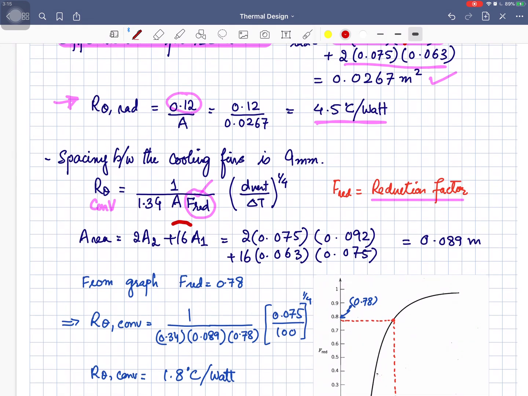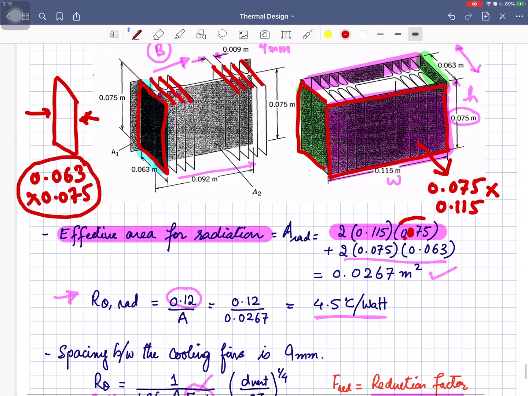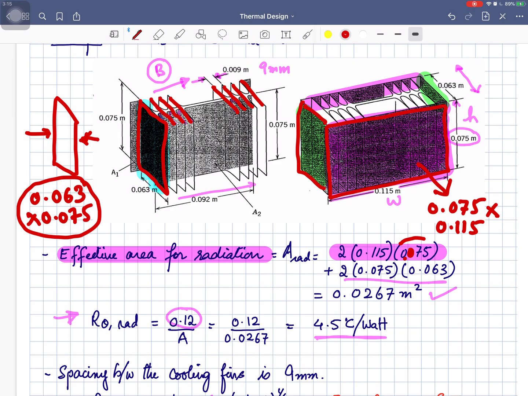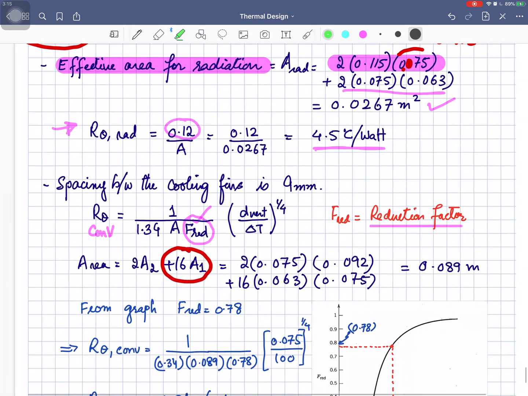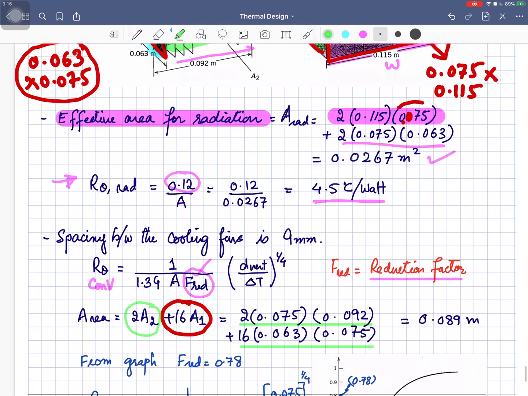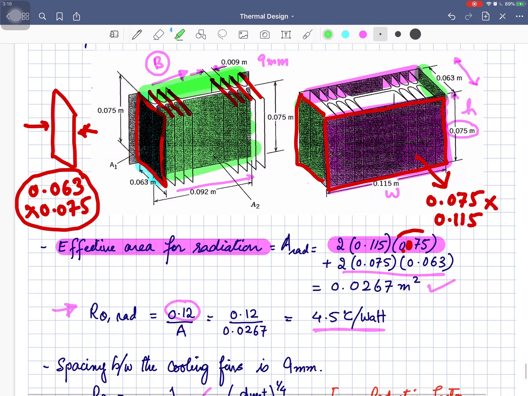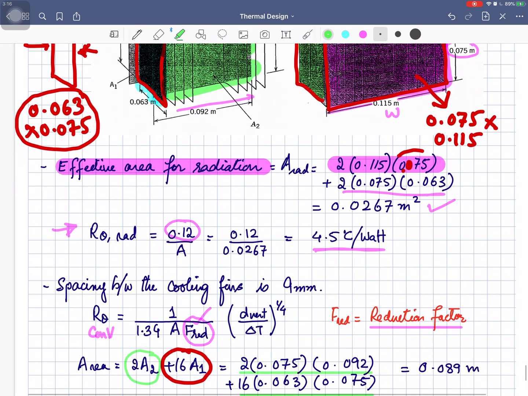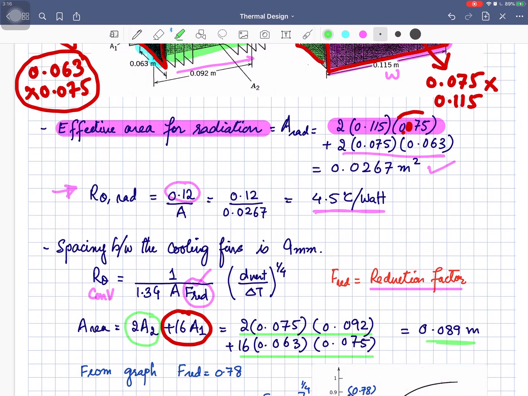So that you can see over here, 16 multiplied by A1 plus this one, the front side surface and the back side surface. So 2 multiplied by the area of one surface, right? So 2 into 0.75 into 0.092 plus 16 into 0.063 into 0.075, looking at the dimensions over here. Okay, so we can find out the total area, that is 0.089 meters square, the effective area.